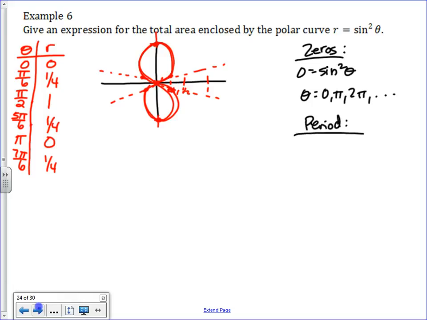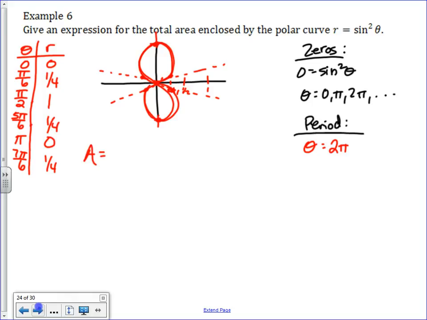How long does it take to complete a period? It's not sine squared of 2 theta or sine squared of 3 theta, where my period would get messed up. It's just sine squared of theta, so it'll take 2 pi to complete. So I don't even have to think that hard on this one, guys.